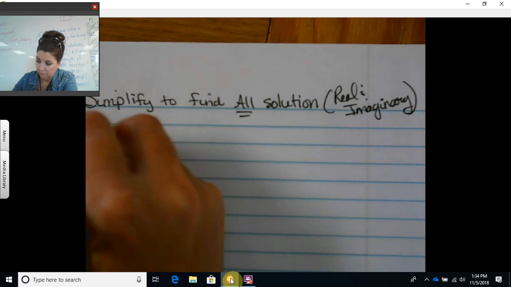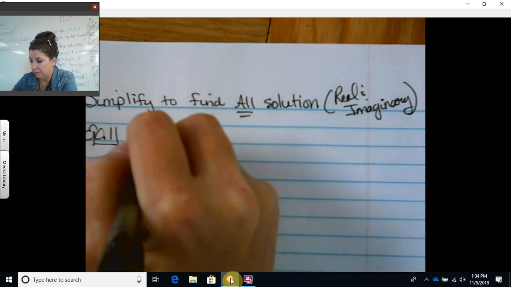All right, example 1. Square root of negative 18.